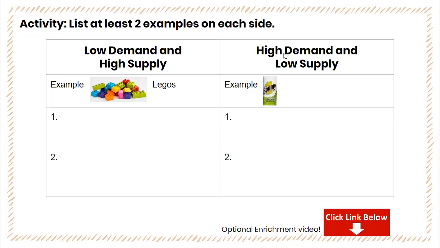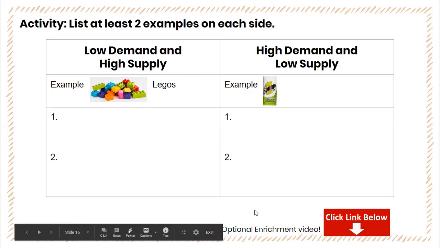Something that is high, sorry friends, high in demand but low supply are like the paper towels we talked about. There is a very low supply of those right now and the demand is high. Can you think of other examples? Write them in the table. There is also an optional enrichment video below.